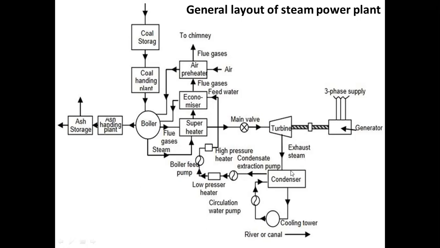is supplied to the condenser, where it exchanges its heat to the cooling water, and this heat is removed by the cooling water, and the steam gets condensed. The condensate is removed with the help of a condensate extraction pump, passing through the low pressure heater, the boiler feed pump, and then the high pressure heater. It is supplied to the boiler through the economizer.